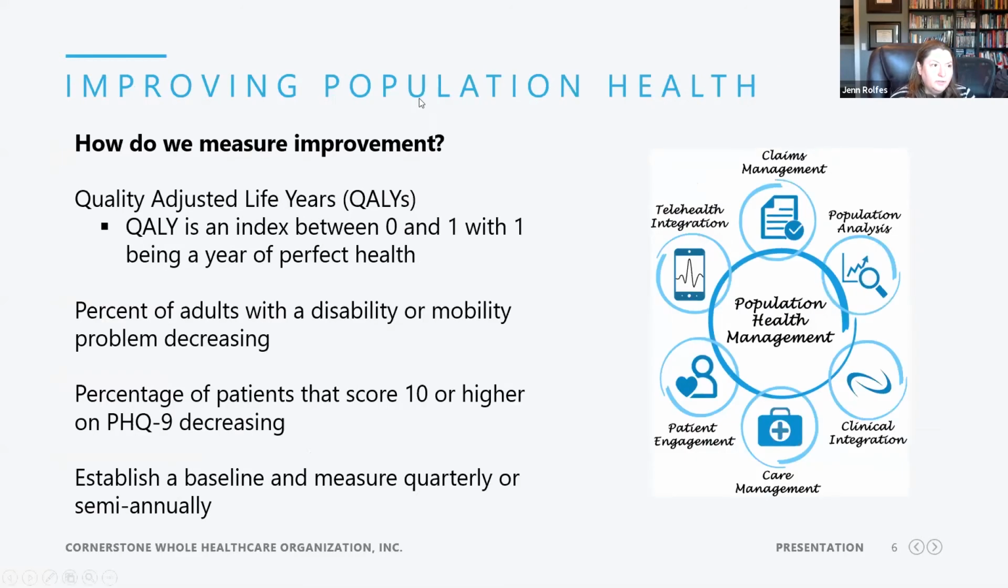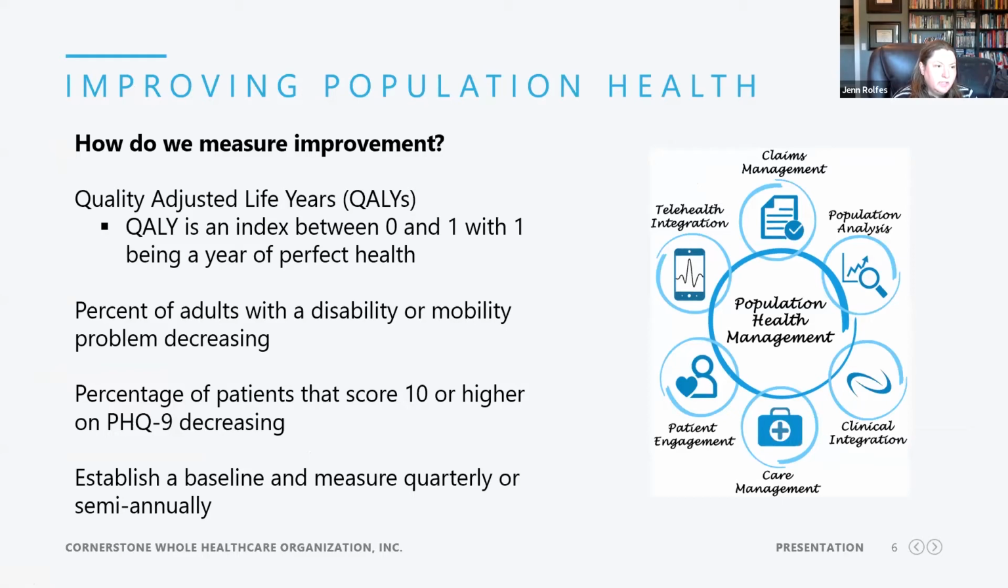All right, so improving population health. How do we measure improvement? Quality adjusted life years is an index between 0 and 1, with 1 being a year of perfect health. Most of us probably don't actually have what's called a QALY of 1. However, hopefully we're definitely far away from the 0 side of it.